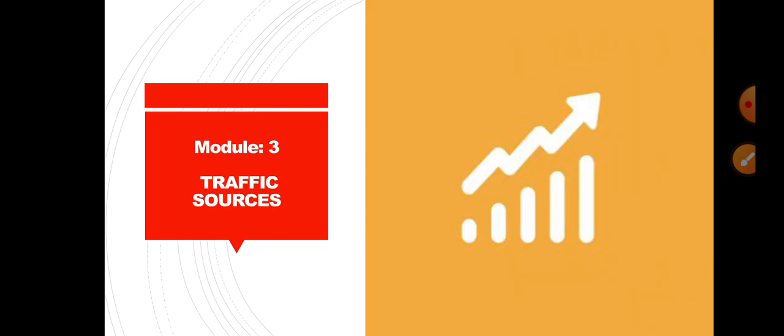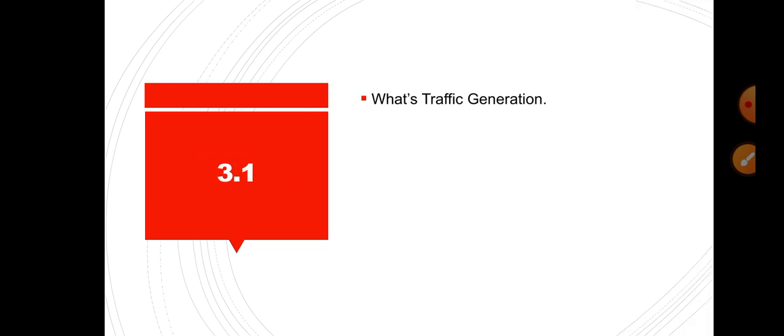Then we'll go to module 3. Now in module 3, we are going to be looking at traffic sources. If you have a compelling sales copy, you have a very nice offer, but if you don't know where to go to actually get people to buy, then there's still going to be a challenge. So this is what we're going to be learning in module 3.